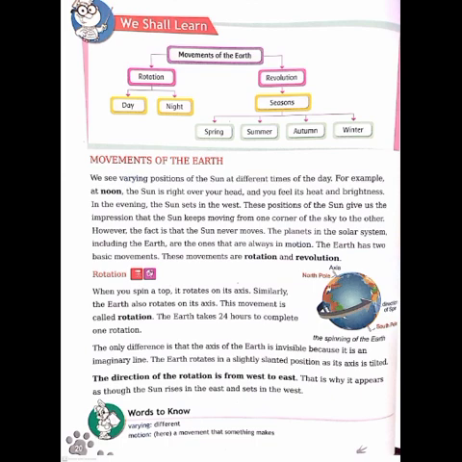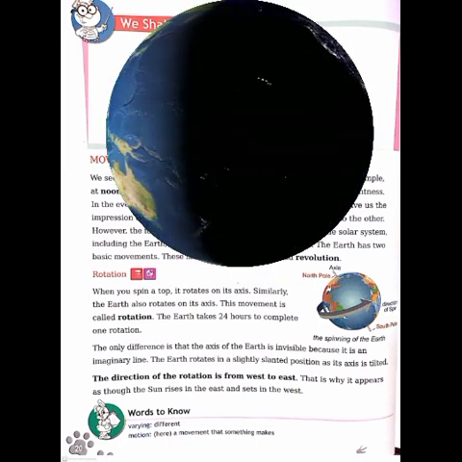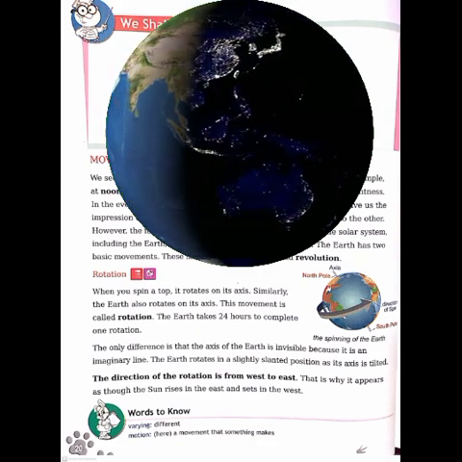Coming to rotation. When you spin a globe, it rotates on its axis. Similarly, the earth also rotates on its axis. This movement is called rotation. One rotation takes 24 hours, which is called one day.